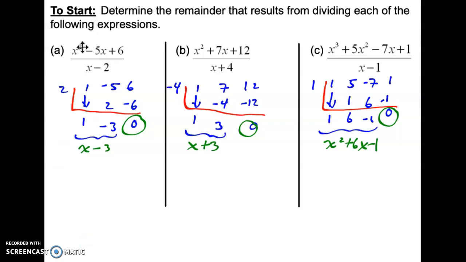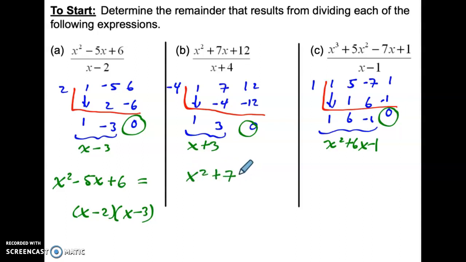So in fact, all of these could have been written as the dividend equals the divisor times the quotient. And we wouldn't have had to put a remainder because the remainder was 0. And when you write it out in this method, you'll see that by doing the division, you've actually factored the polynomial. And same thing for the last one here.